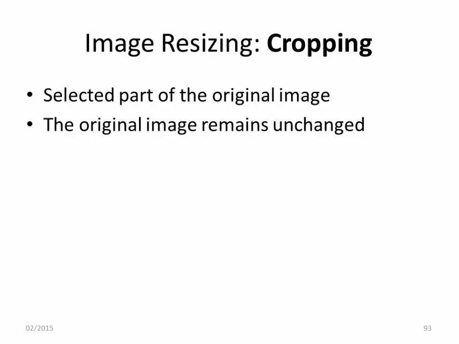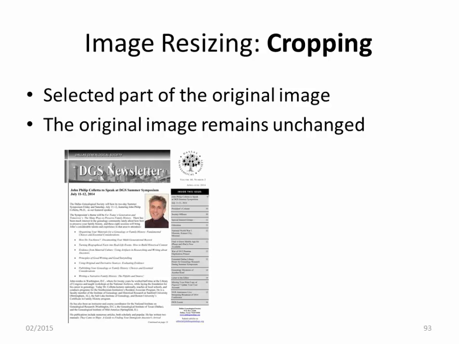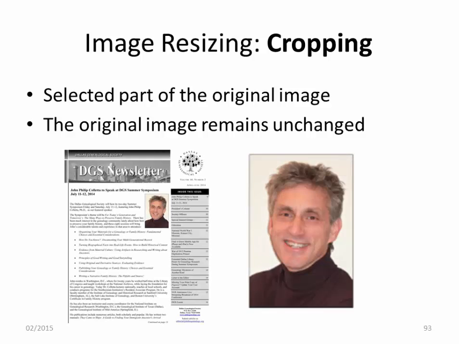Cropping, you've all done that. That's just where you go into an image and you select part of it. So again, using our newsletter as an example, if you wanted to crop out John Coletta's head, you could just go and select it, take that piece of the image, and save it as a separate file. Now, if this file was scanned at 300 dots per inch, how many dots per inch is the piece that I've cropped out there?